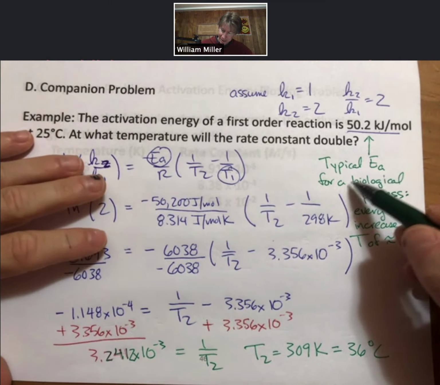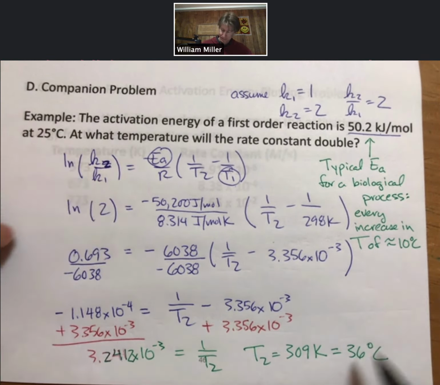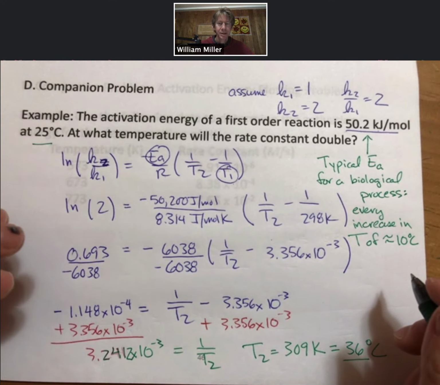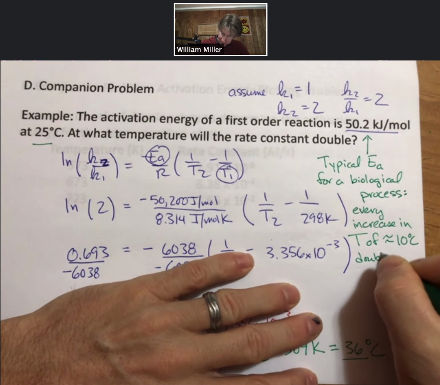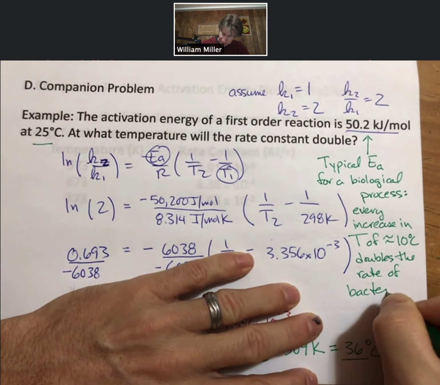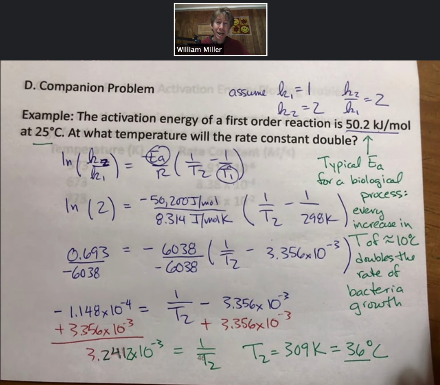But to complete this thought, typical activation energy for a biological process, every increase in temperature of approximately 10 degrees Celsius, that's the difference between 36 and 25, doubles the rate of bacteria growth. And of course, it's just doubling the reaction rate, and it's a little abstract, but that is a general rule of thumb for bacterial processes. And of course, it's much more complicated than that, but chemistry can contribute to our understanding of bacteria growth.